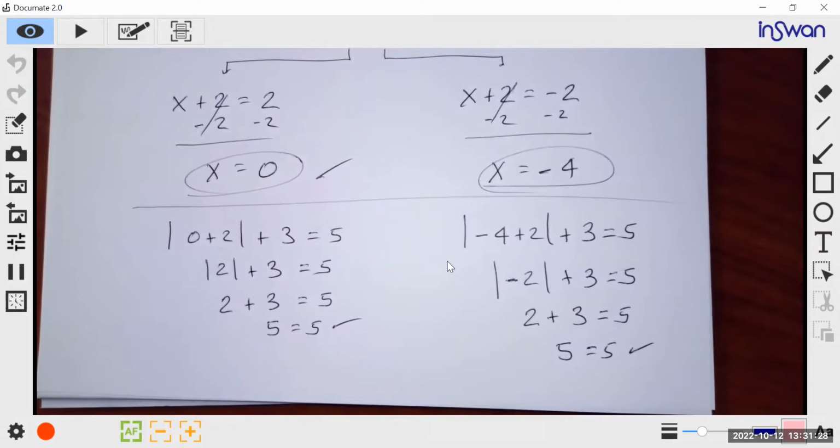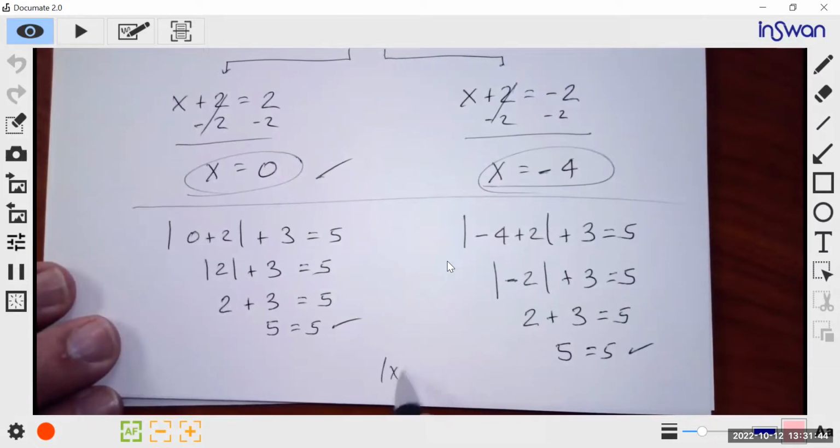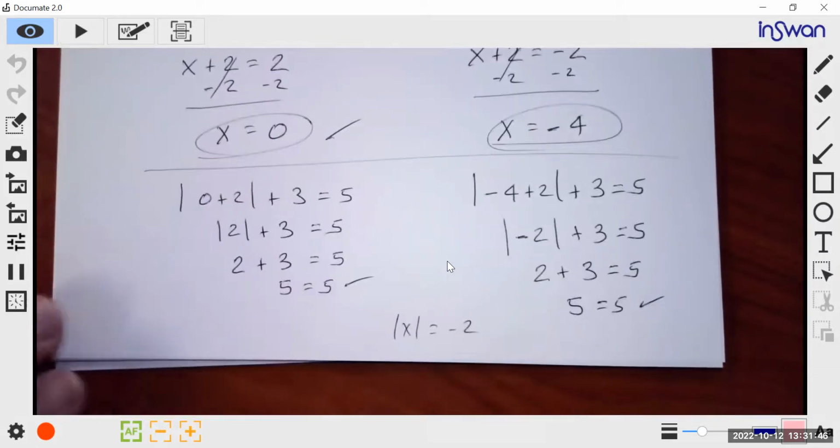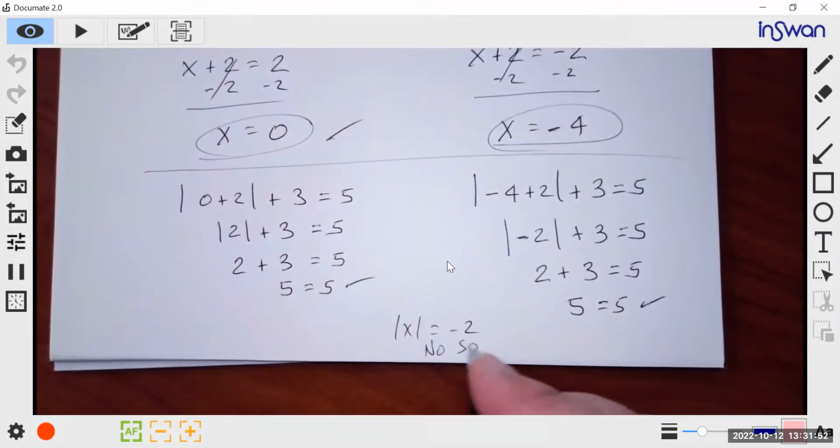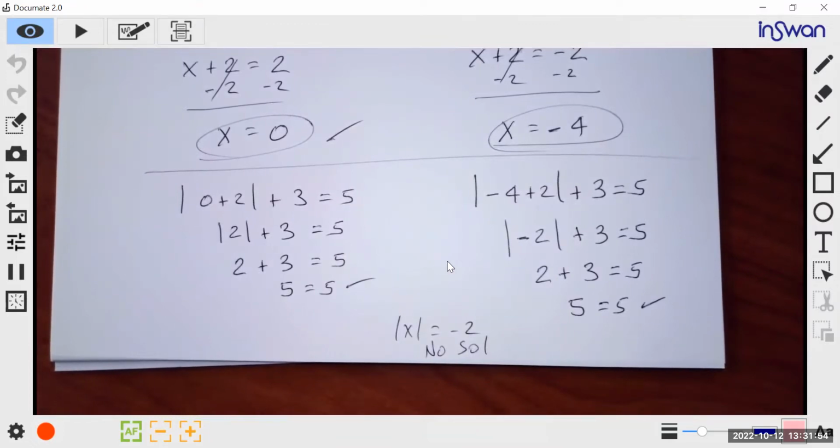So that's how you do equations with absolute values. Isolate the absolute value, drop them. Can an absolute value ever equal something negative? No. So if you had an absolute value of x equals negative 2, no solution. It's impossible, because absolute values cannot equal negatives.